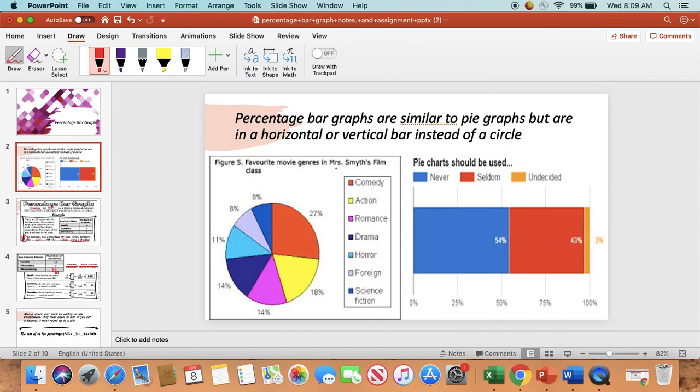So on the left side, you have a pie graph. It's in a circle. So each piece of the pie represents a percentage of data. On the right side, this here is a bar graph because it's in a rectangle, it's in a bar. So again, it can be either vertical or horizontal.